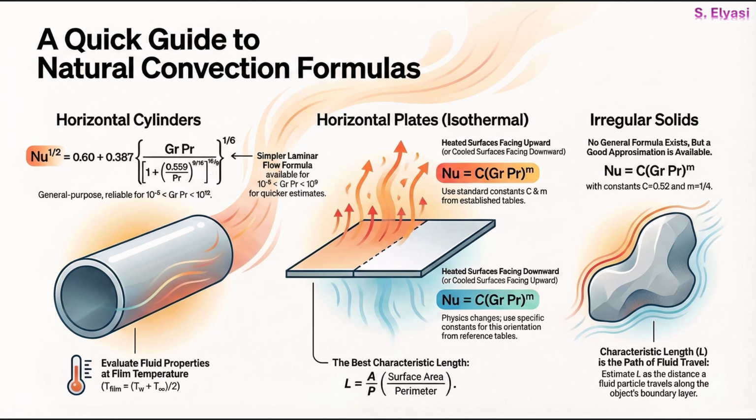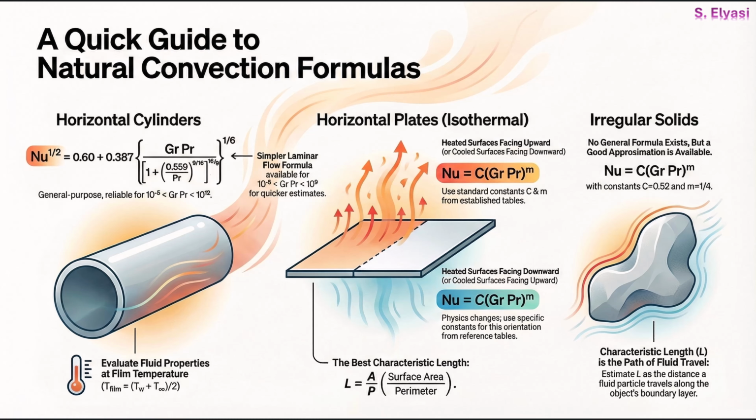Second, when you're dealing with simpler shapes, like horizontal plates or even irregular solids, the formula gets a lot simpler. It's basically Nu equals C times the product of Gr and Pr, all raised to the power of m. But here's the catch. For horizontal plates, those constants, C and m, they actually change depending on the plate's orientation. So you got to know if your heated surface is facing up or down, because the physics are completely different.